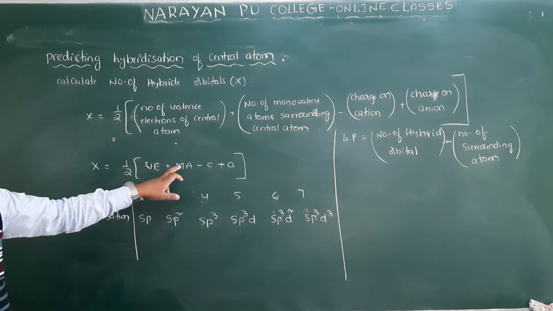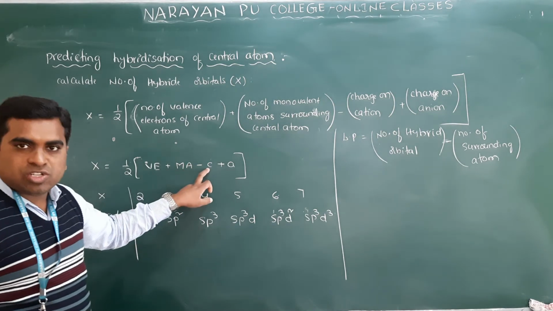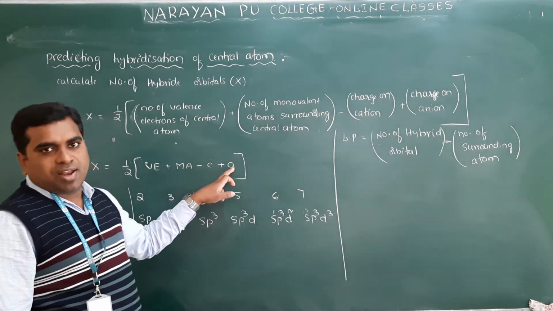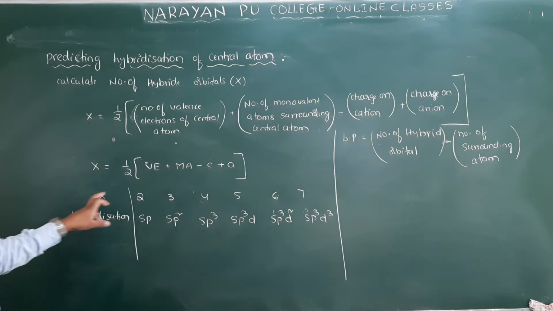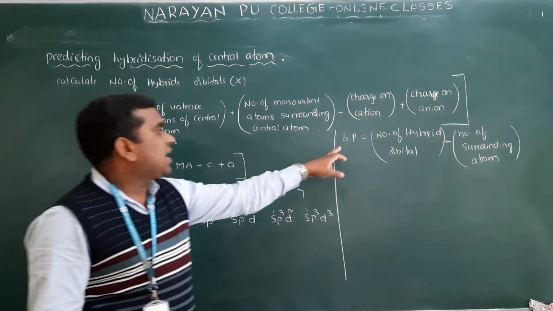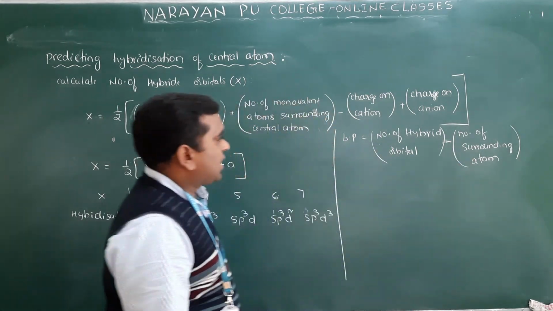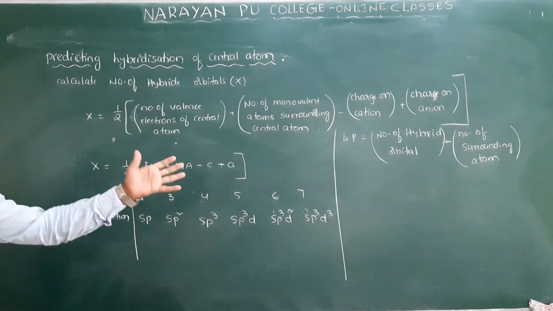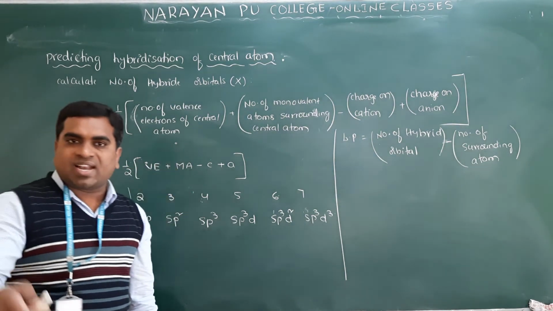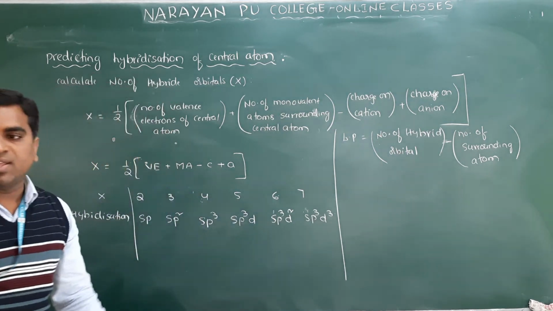V means valence electrons, monovalent atoms are the atoms in the surrounding groups, and then the charge on the cation plus the charge on the anion. This is the formula. If x value is 2, 3, 4, 5, the corresponding hybridization is this. And how to calculate the number of lone pairs? Number of hybrid orbitals minus number of surrounding atoms. If you do that, you will get how many lone pairs are there on the central atom. We can easily calculate, and I will do an example.